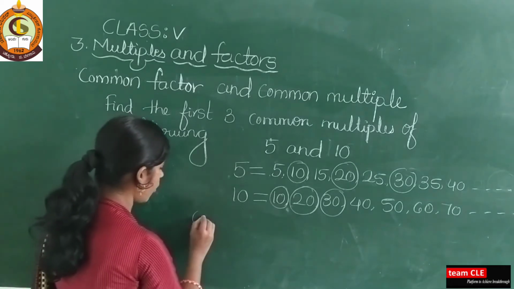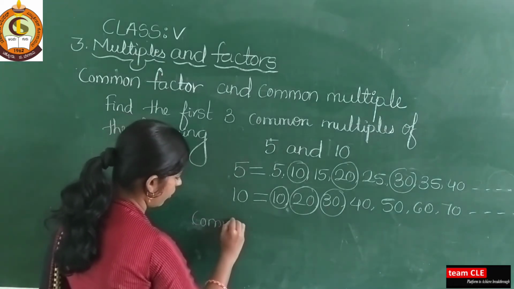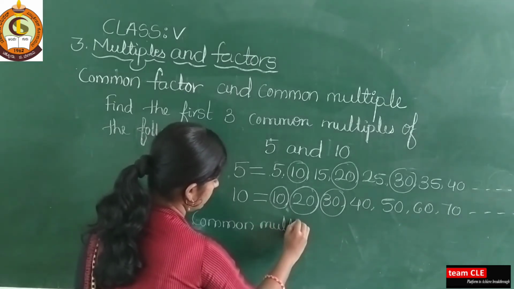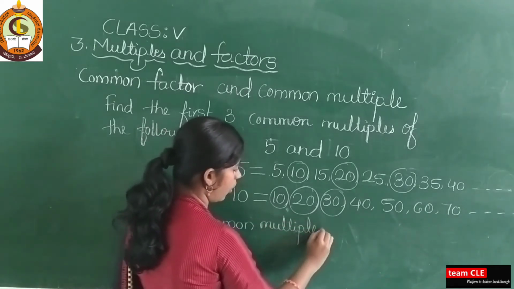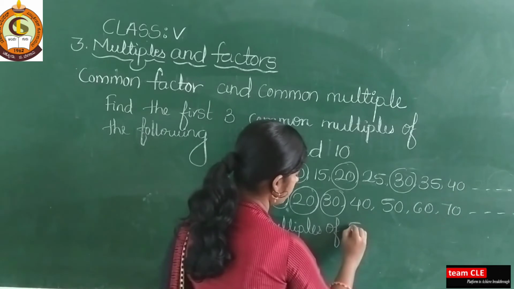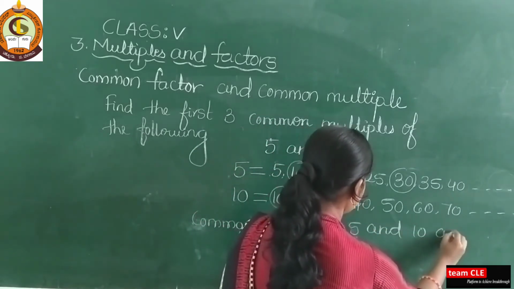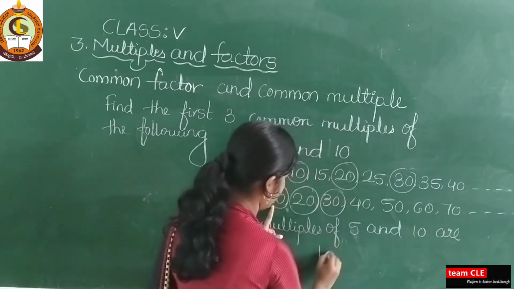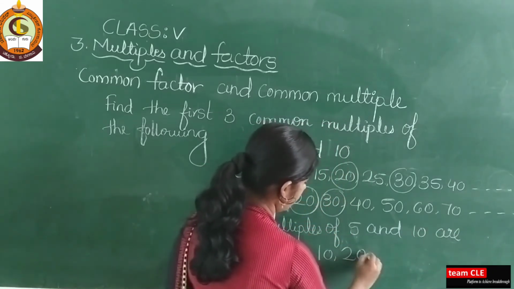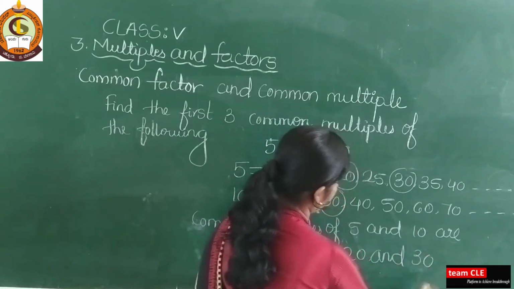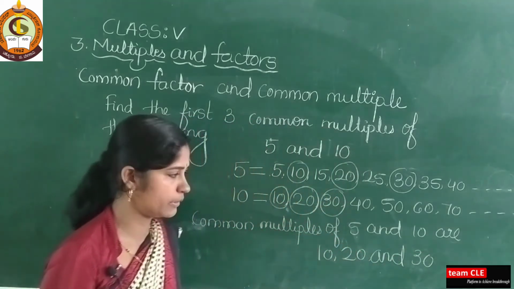So write here: common multiples of 5 and 10 are 10, 20 and 30. And 30 are the first 3 common multiples.